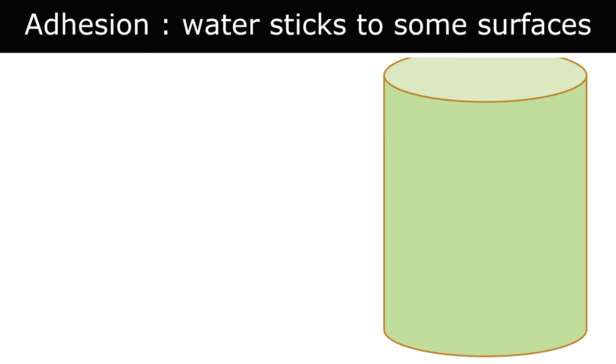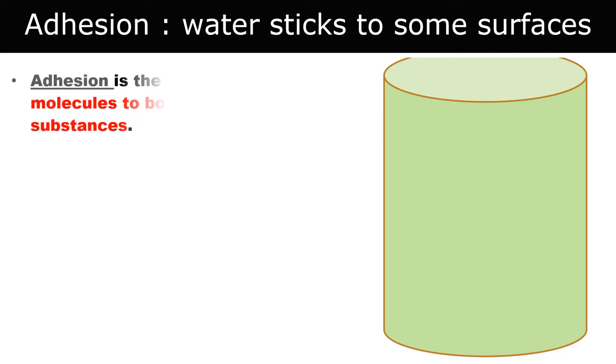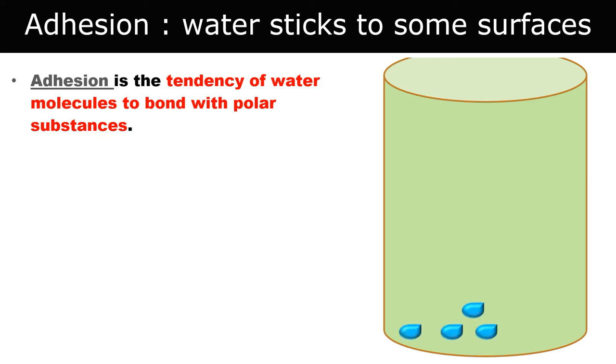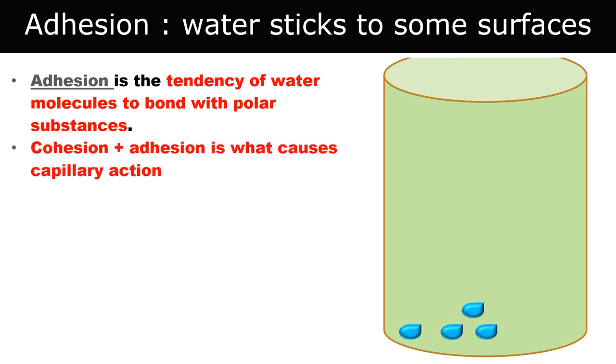So the next thing is adhesion. Water is going to stick to some surfaces, particularly other polar substances, so other things that have those slight charges on them. And cohesion plus adhesion is what causes capillary action. So if I were to take, say, a paper towel and stick it in some water, you already know that that water is going to creep up by itself automatically. It'll go higher than the level of the water.